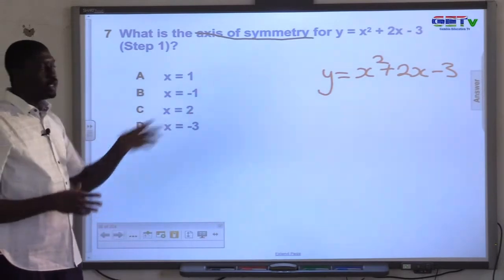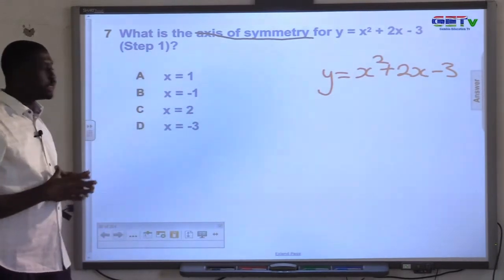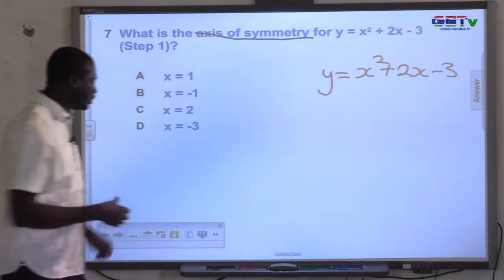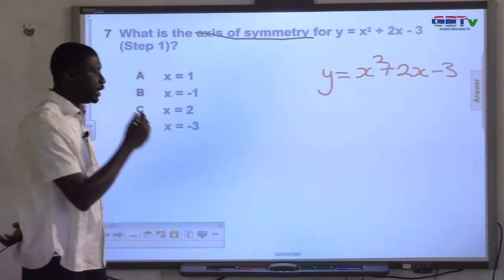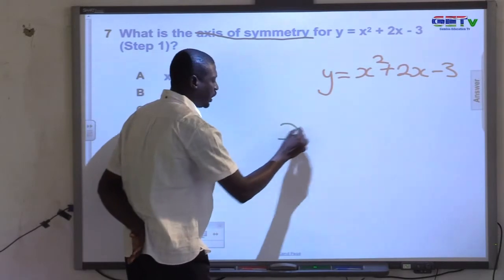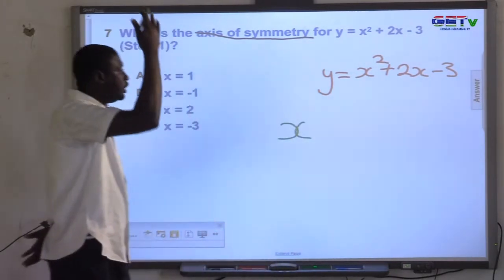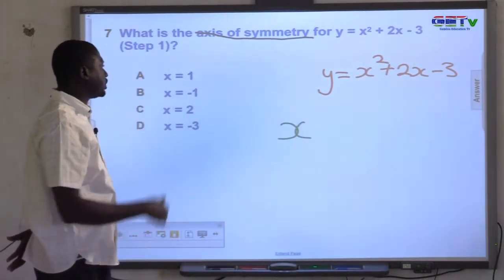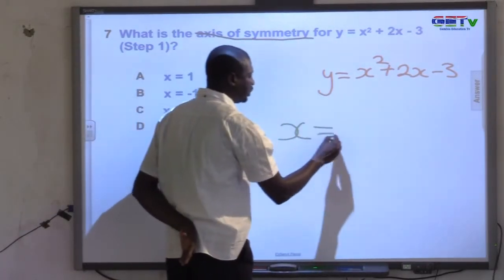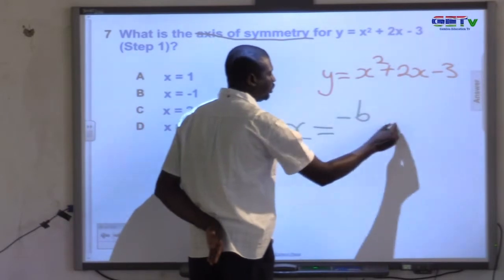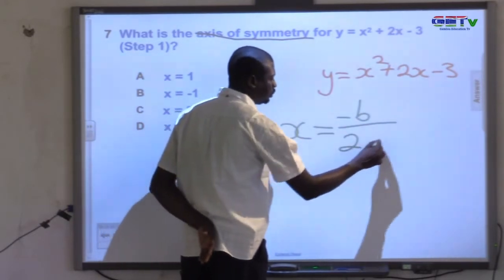To solve for the line of symmetry, you have to be able to use the formula, and you recall the formula. The formula for the line of symmetry is, we're going to take x, because we solve for x, where the line of symmetry, the vertical line, cuts the x-axis. x is equal to the formula, minus b, all that over 2a.